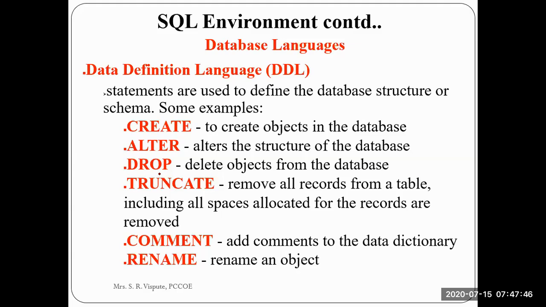The next is the truncate. Truncate command is used to remove all the records from the table, including all the space allocated for the records. We will see the detailed difference between the drop and truncate commands with the help of one example and a live demo in the SQL environment. Then comment is used to add comments to the data dictionary, and rename command is used to rename an object.